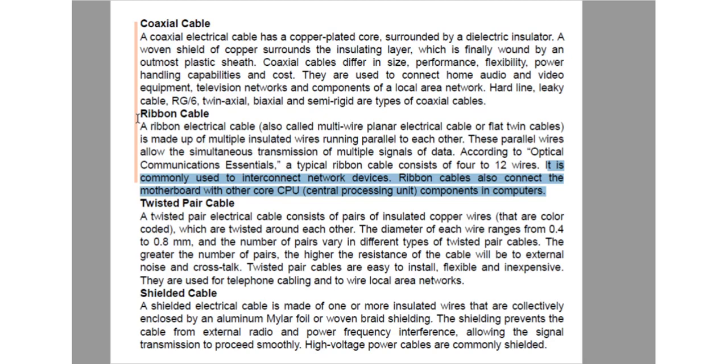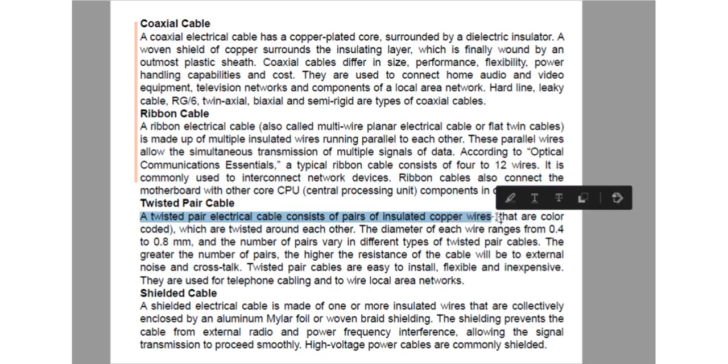The third type of cable is the twisted pair cable. A twisted pair electrical cable consists of pairs of insulated copper wires that are color coded and twisted around each other. The diameter of each wire ranges from 0.4 to 0.8 millimeter, and the number of pairs varies in different types of twisted pair cables. The greater the number of pairs, the higher the resistance of the cable to external noise and crosstalk.